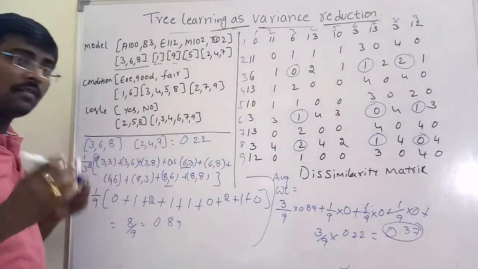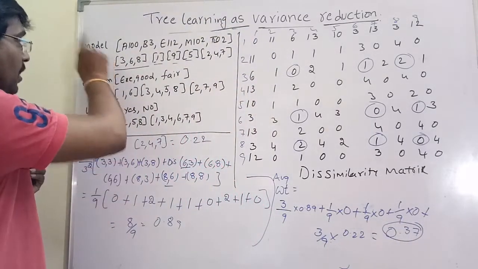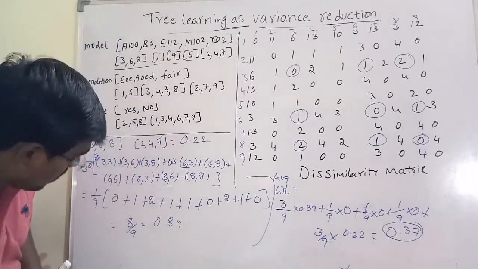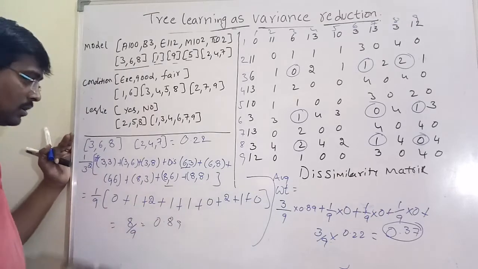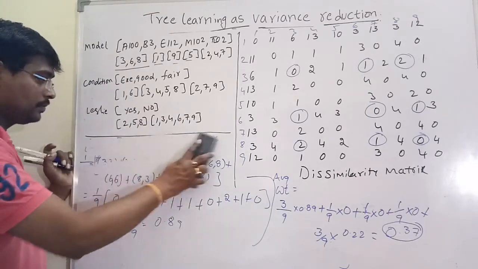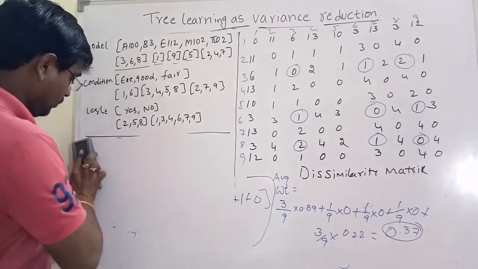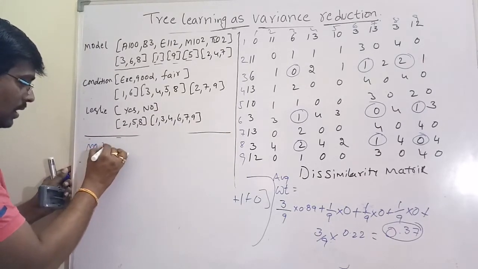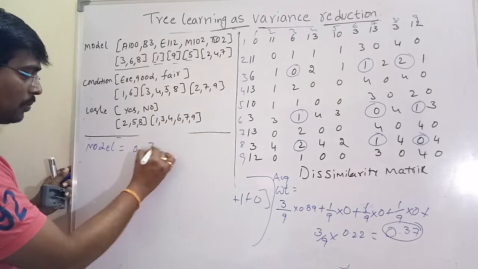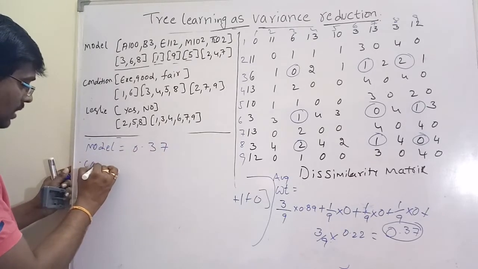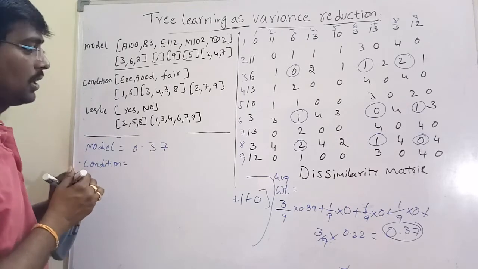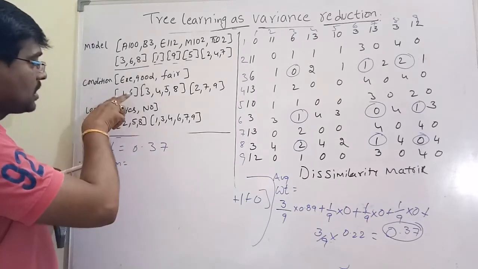This is the average weighted dissimilarity for model. Okay, I am erasing this one. The procedure is very simple. So what is the value we are getting? For model, I am getting the value of 0.37. Similarly, for condition also apply the same procedure.